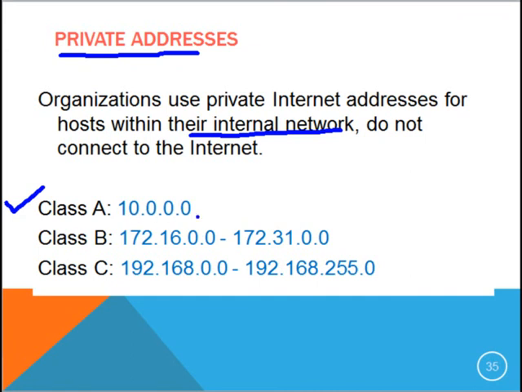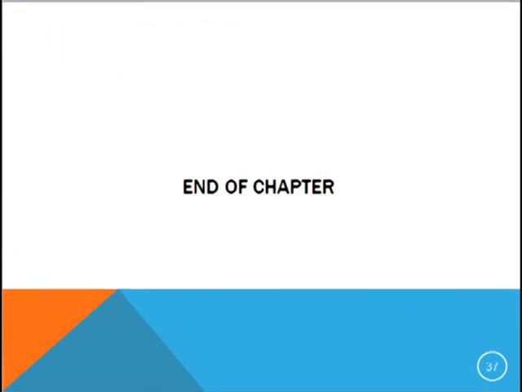For class A, that is within the 10.0.0.0 series. For class B, it is between 172.16 and 172.31. And for class C, it is between 192.168. That's all for this chapter.